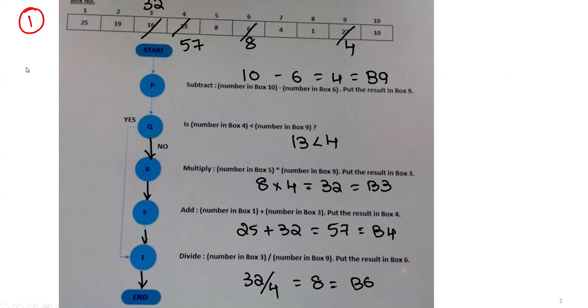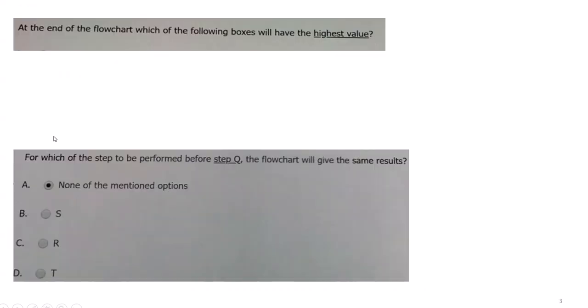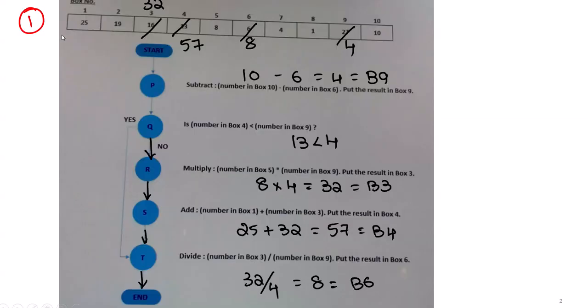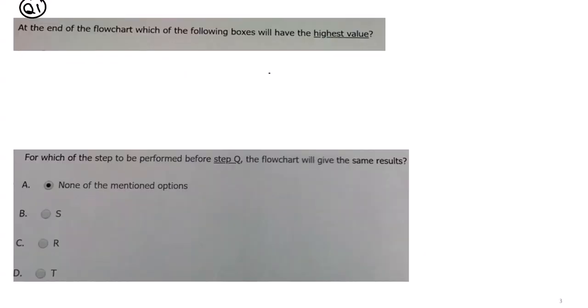Now what about the questions related to this? At the end of the flowchart, which box has the highest value? Guys, which box has the highest value at the end of the flowchart? Box 4. Answer is box 4. Next step.